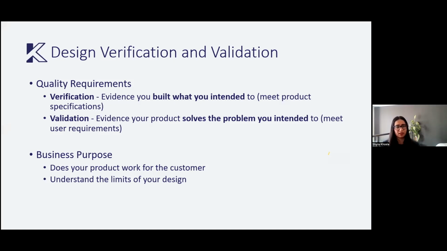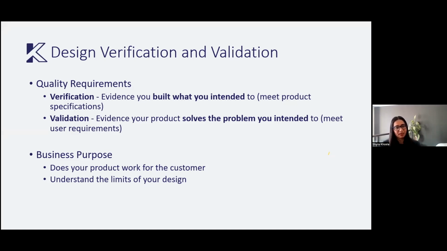All of this ties back to that first phase in design and development, defining your product requirements, and what is often referred to as creating a traceability matrix of your requirements and how you test them to show that it's valid and that your product meets them. From a business purpose, you're really learning: does your product work for your customer? And that is important when you go to actually sell to your customers.